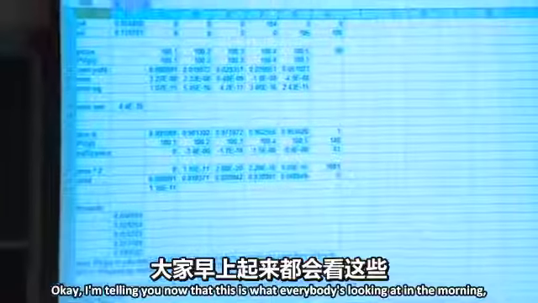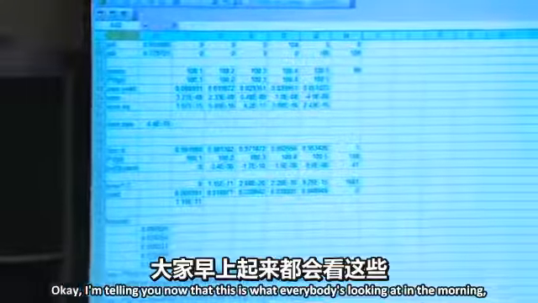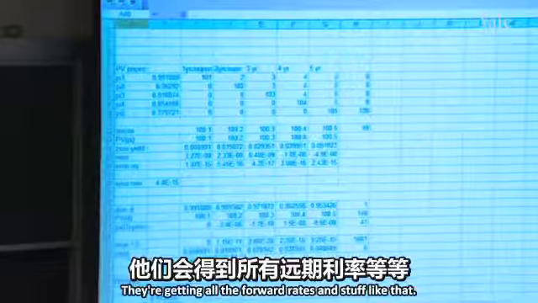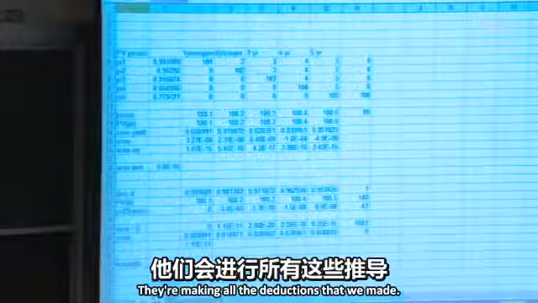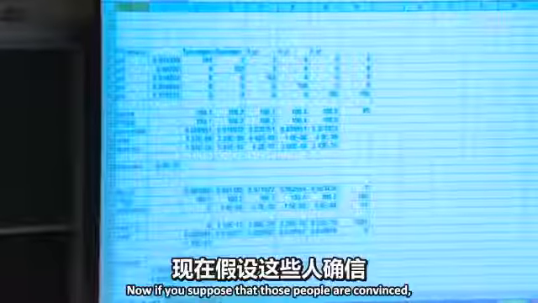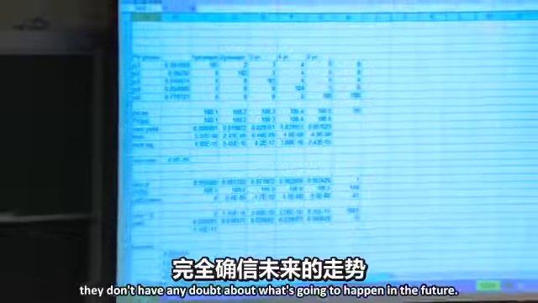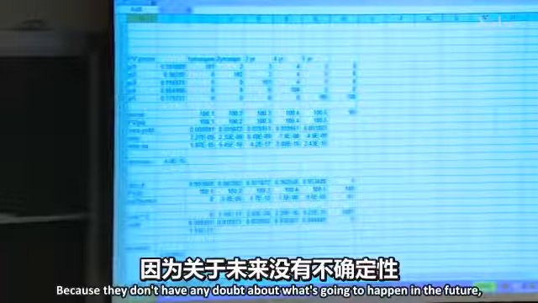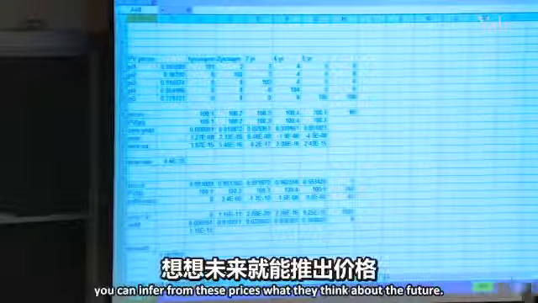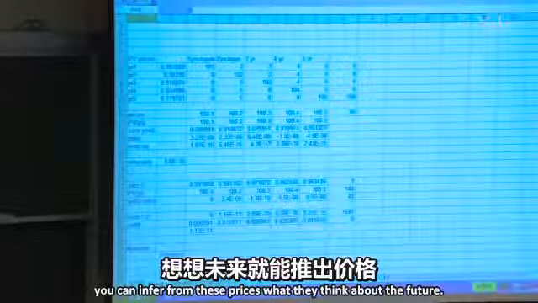Okay. I'm telling you now that this is what everybody's looking at in the morning. Okay, these numbers, they're getting all the forward rates and stuff like that. They're making all the deductions we made. Now, if you suppose that those people are convinced, they don't have any doubt about what's going to happen in the future, you can infer from these prices what they think about the future.